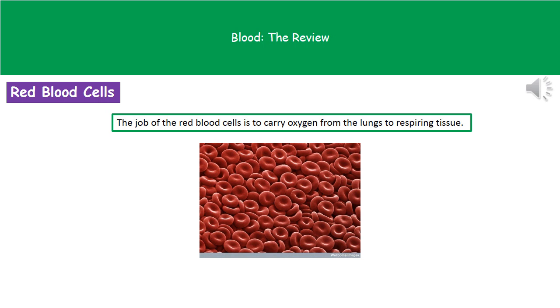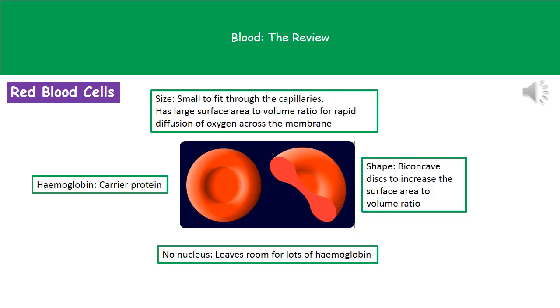So first of all, we're going to look at the red blood cells, and hopefully you do remember that the job of that red blood cell is to carry oxygen from the lungs to the respiring tissue. The red blood cells actually have a few adaptations that make them very good for carrying out this function. So first of all, they're very small, and that's important because they need to fit through the capillaries, which are the smallest blood vessels in our body.